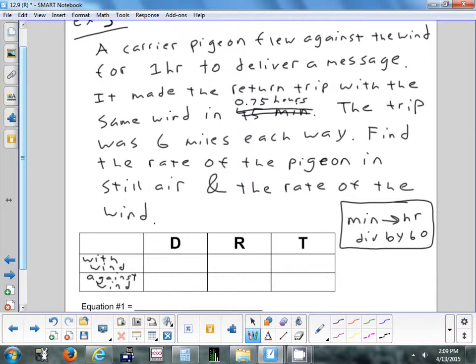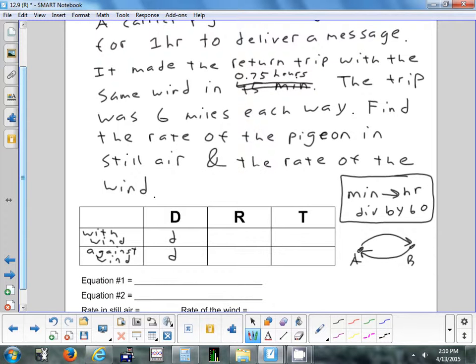Okay, let's think about the distance. The pigeon is making a trip from point A to point B, and then from point B back to point A. So how do the distances compare on those two trips? They're going to be the same, very good. That's important to recognize. If you don't recognize that those distances are the same, we're stuck. Pigeons flying to point B will fly back the same distance.